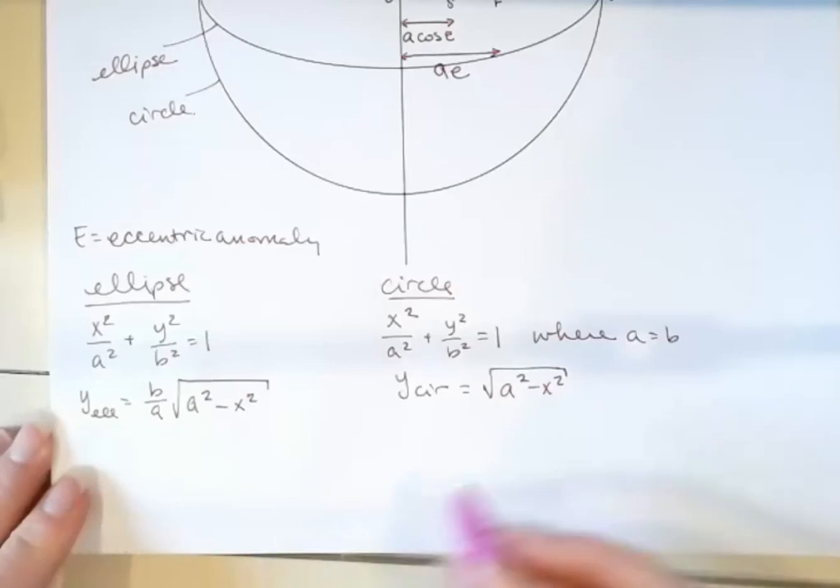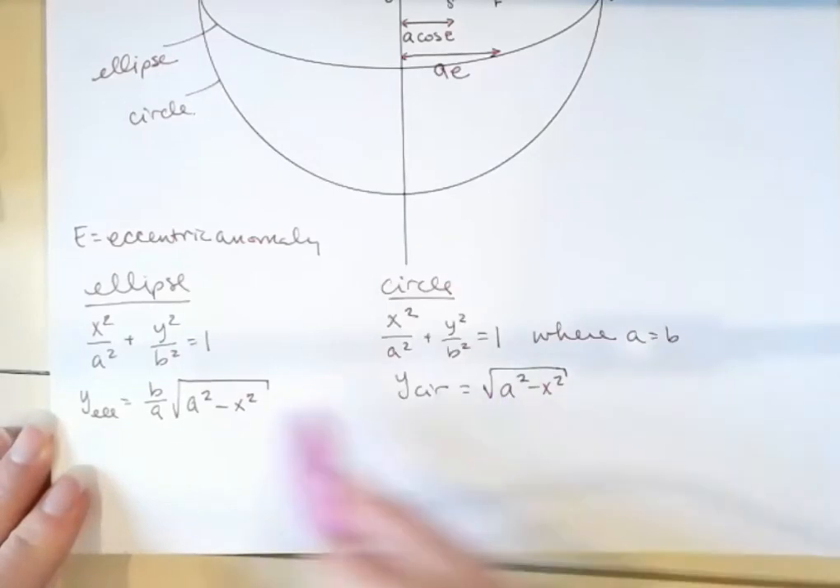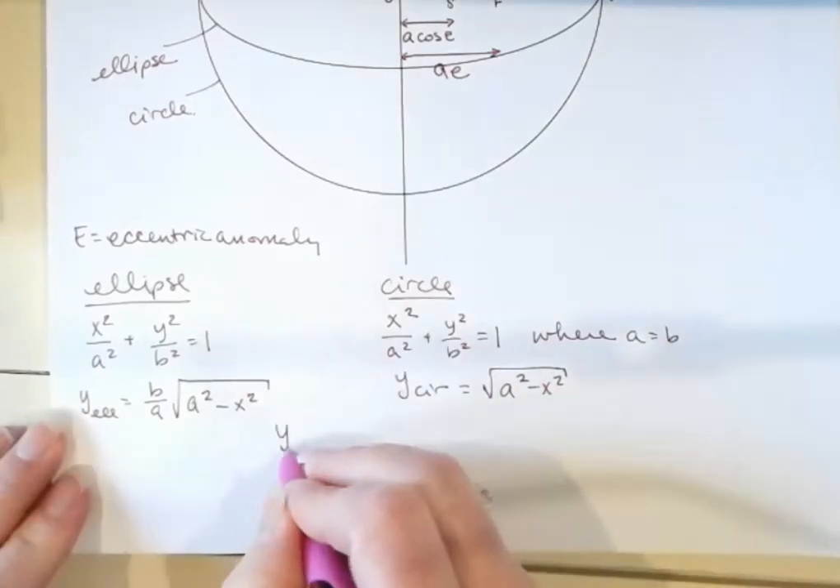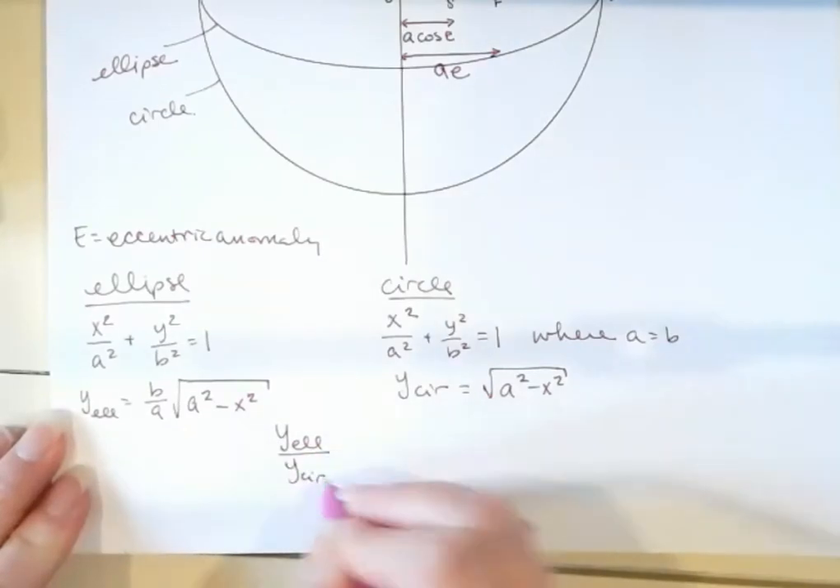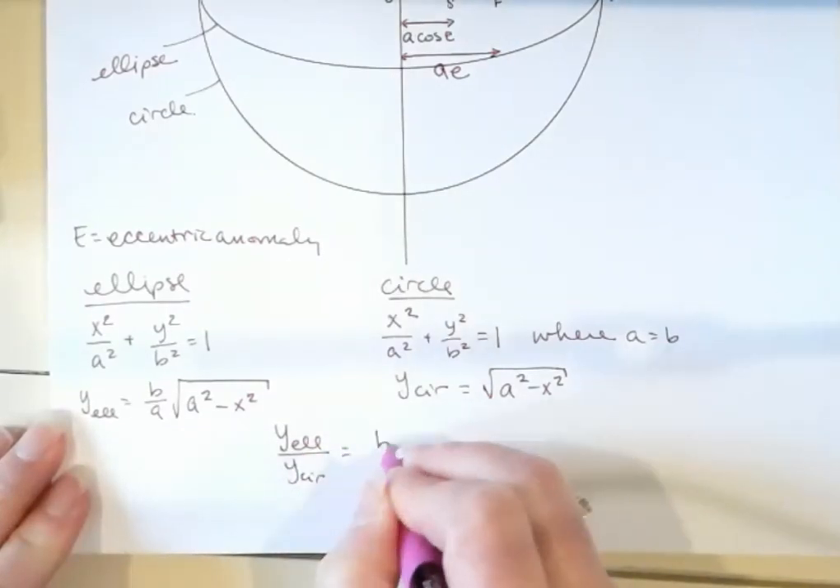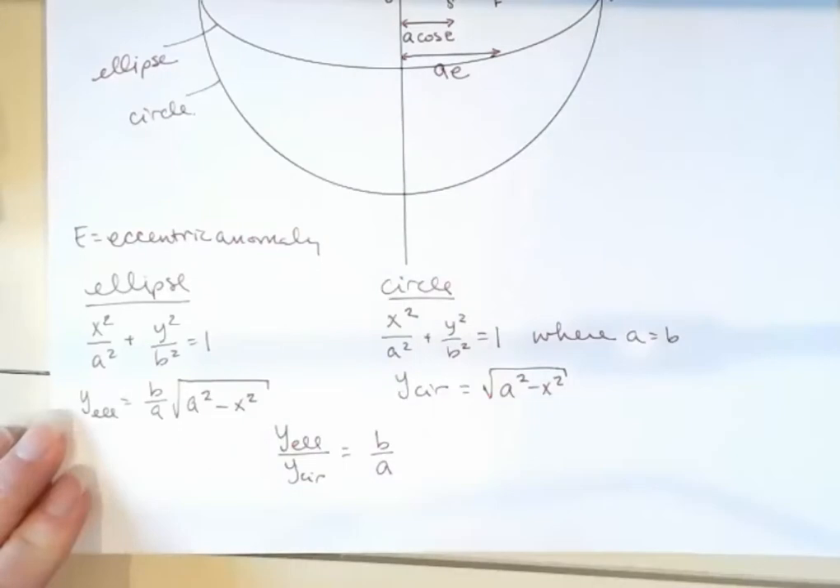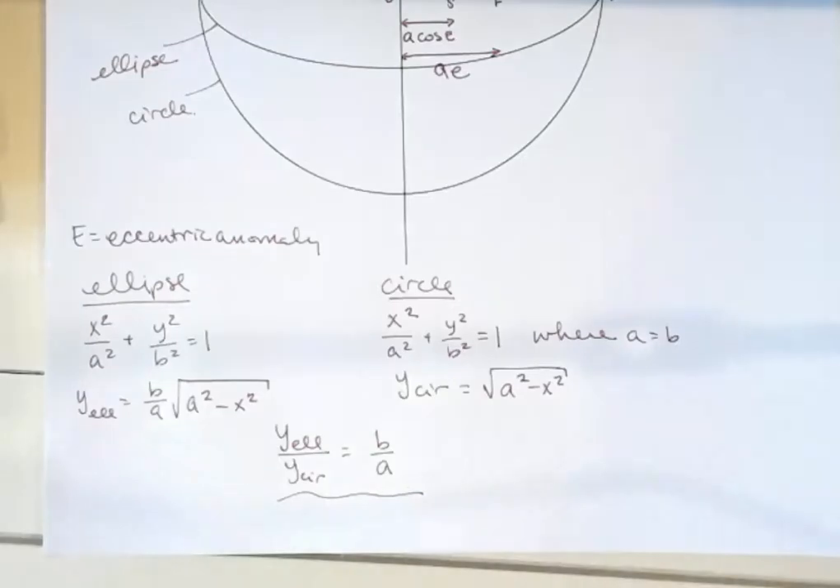So now what we want to do is find the ratio of these two. So let's do y of the ellipse over y of the circle, and that gives you b over a. So now we have that, and we'll come back to that in just a second.